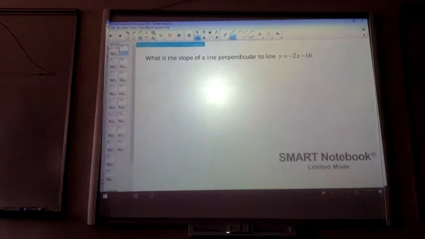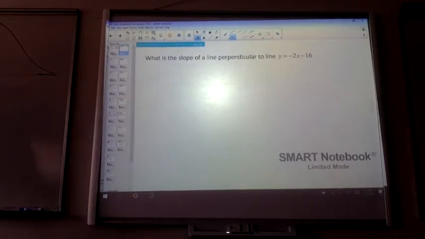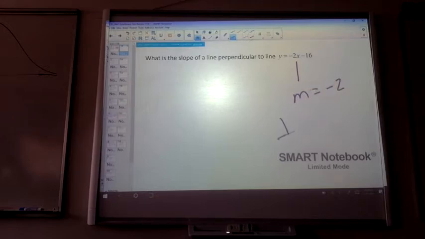All right. What is the slope of the line perpendicular to what's given? So are we finding an equation on this one? No, what am I finding? Perpendicular slope. So what is my slope of this equation? Negative 2. What is my perpendicular slope? 1/2 is the answer. Why is it 1/2?